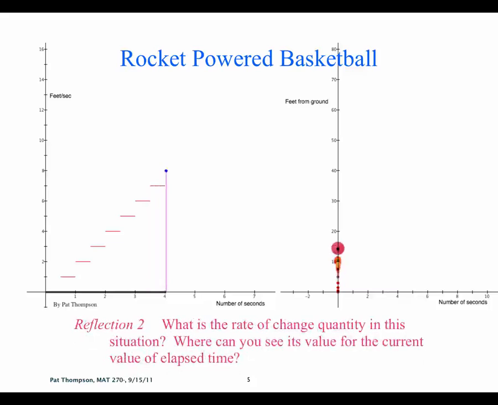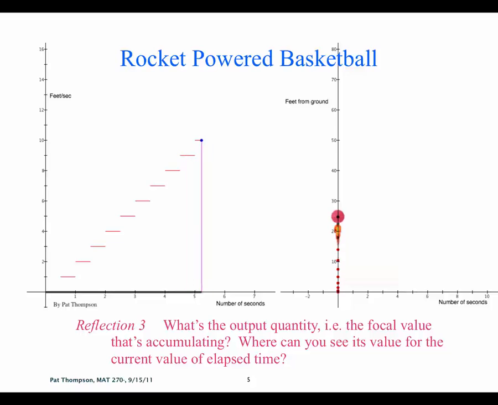Okay, question 2. What is the rate of change quantity in this situation? So what is the meaning of the rate of change in this case? Speed, right? So the rate of change in this case, we're talking about speed. Feet per second. And where do we see that? Y-axis of the left graph is our rate of change, right? Speed, okay?